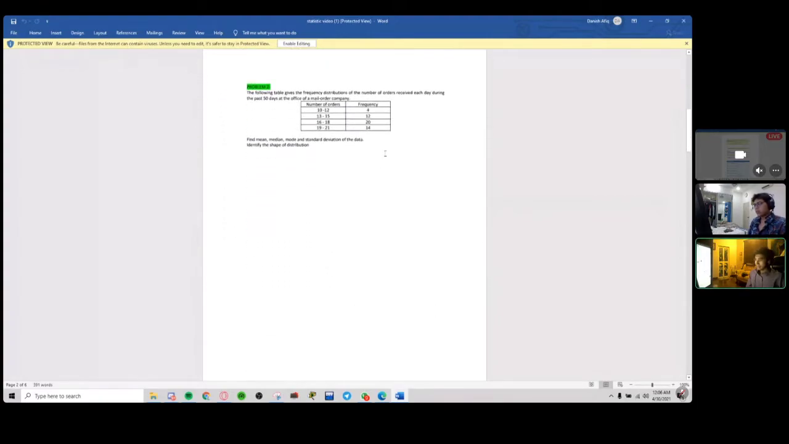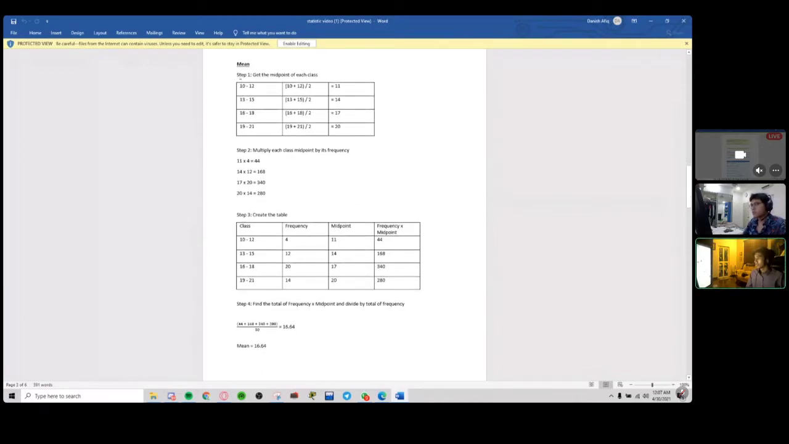As you can see, this is the problem 2 we have to solve, and the question is: the following table gives the frequency distribution of the number of orders received each day during the past 50 days at the office of a mail order company. We have to find the mean, median, mode, standard deviation, and we have to identify the shape of distribution.